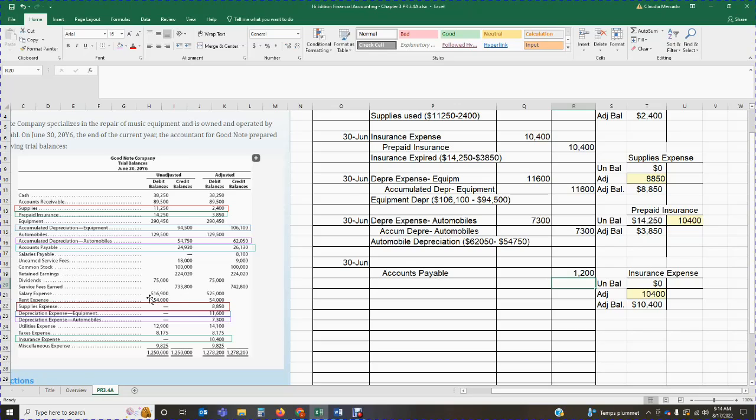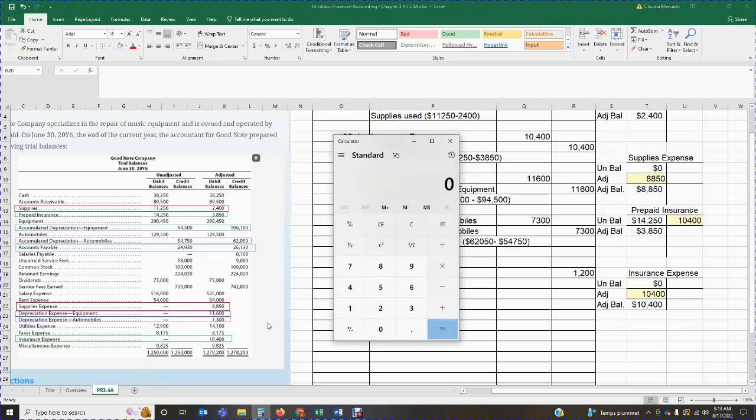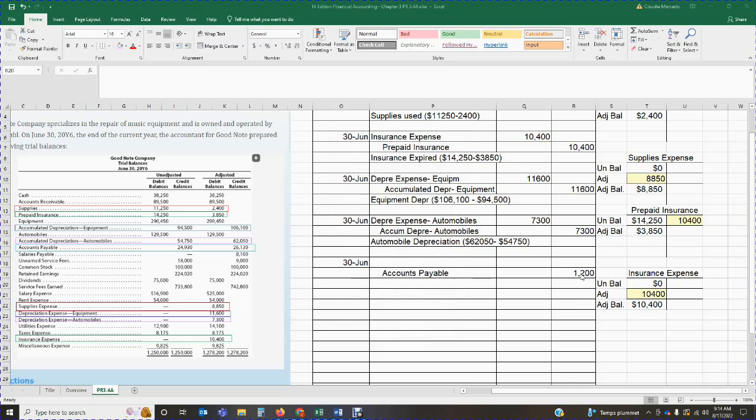Rent stayed the same, so we don't have to worry about rent. We've already used up supplies expense, depreciation expense equipment, and depreciation expense automobiles, so we're not going to use any of those. Now let's look at your utilities. Utilities expense, you had a balance of $12,900 and then it went up to $14,100. So that means that your utilities expense increased by $1,200. Voila. That $1,200 is the same amount as your accounts payable increase.